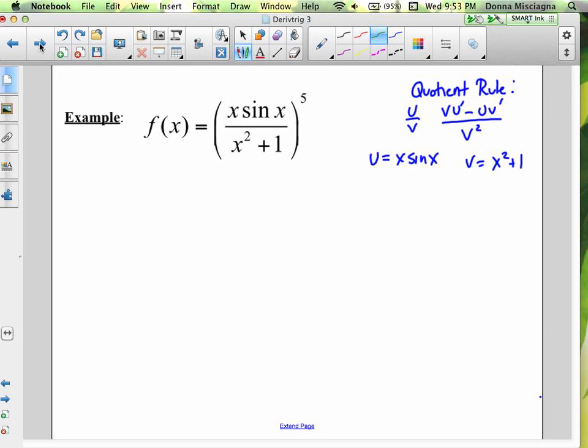A little reminder of the quotient rule. u is the numerator and v is the denominator. So it's going to be the denominator times the derivative of the numerator, minus the numerator times the derivative of the denominator, all divided by the denominator squared. All right, so let's take those derivatives, because that's the easy part.